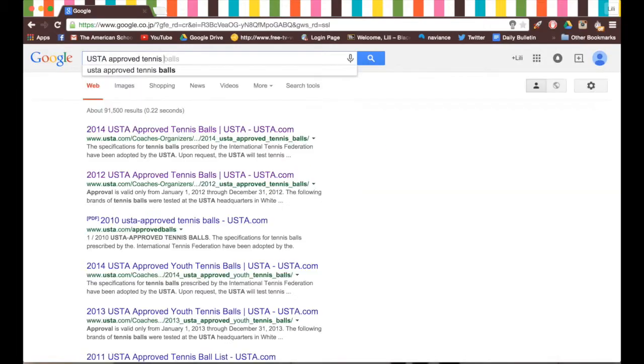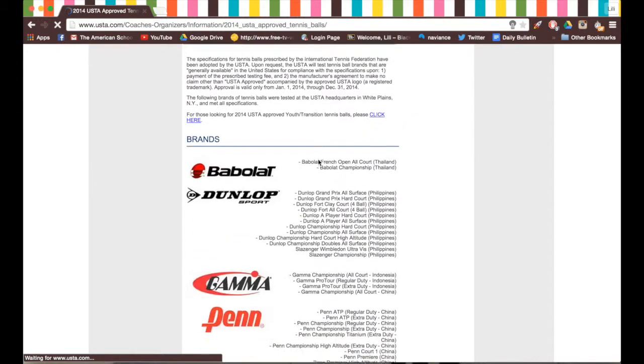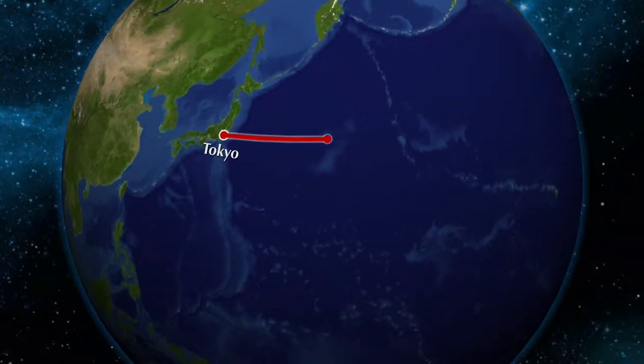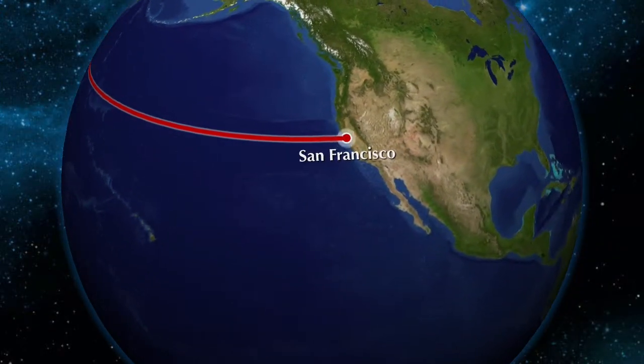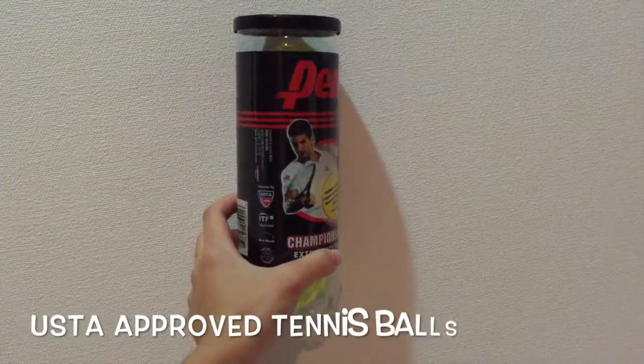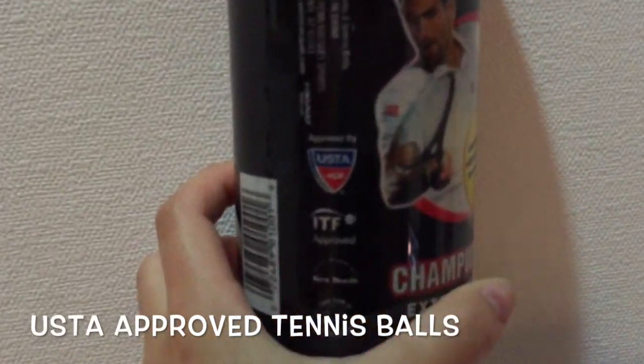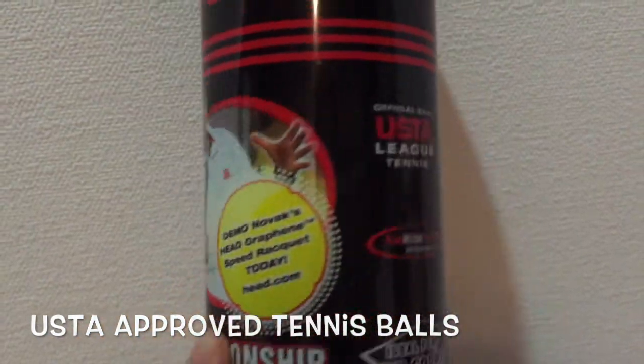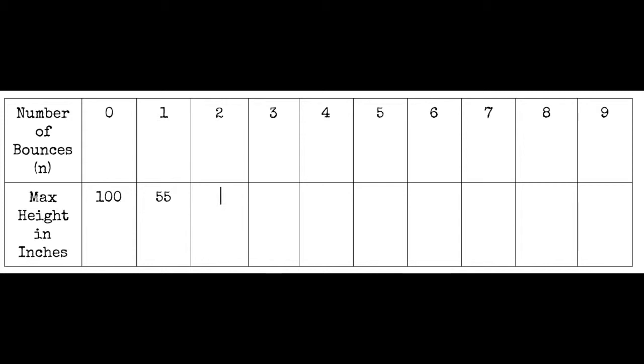By doing some research on the USTA website, we were able to find the types of balls that were approved by the USTA officials. We flew halfway across the world to retrieve an official USTA tennis ball. We dropped the ball from the height of 100 inches and measured the maximum height of each bounce.